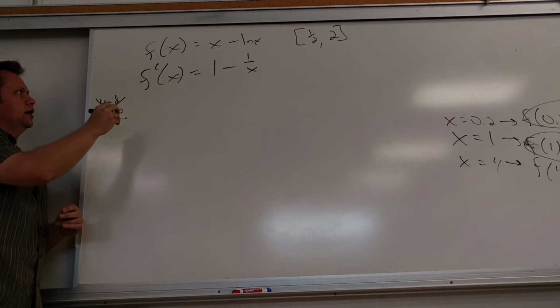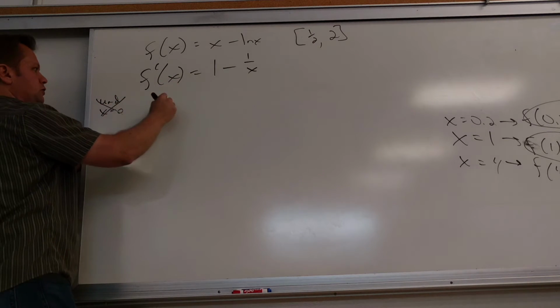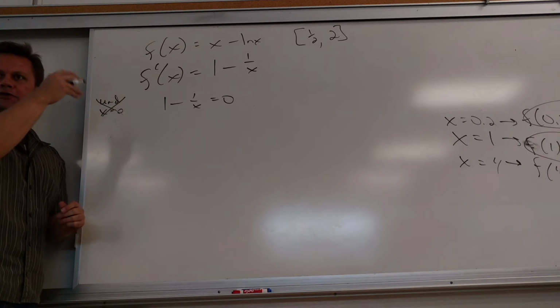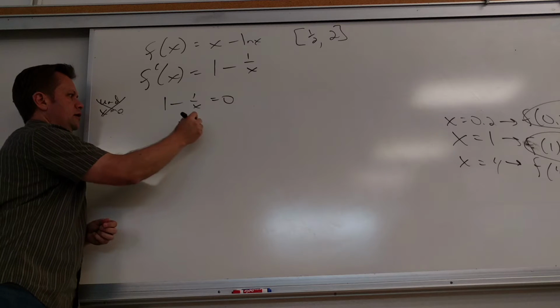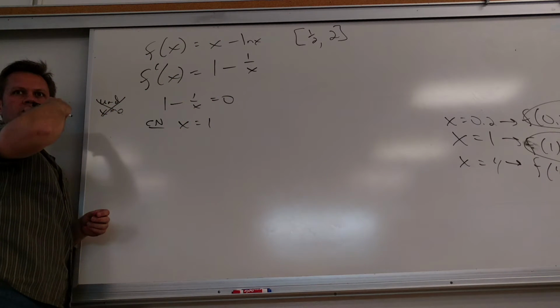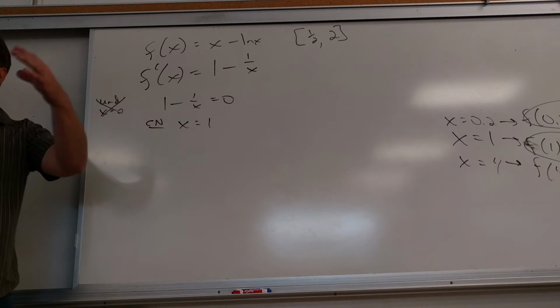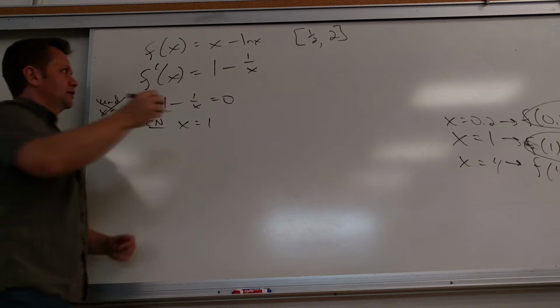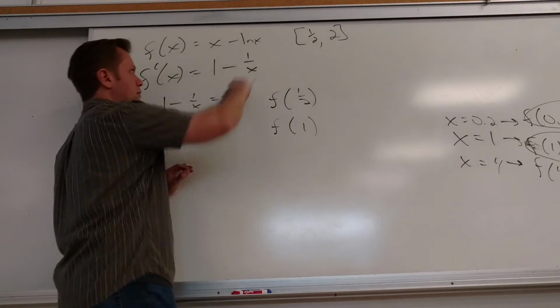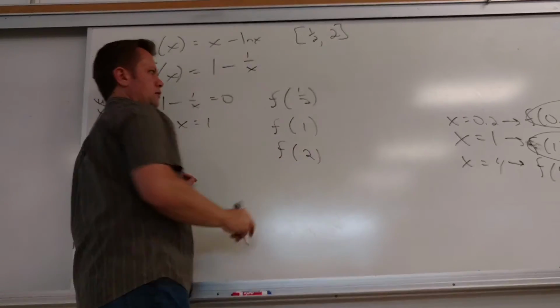All right. And where's the derivative equal to 0? At 1, I like it. So it's almost like that last one, except it's not squared. So we just get x equal to 1. That's my critical number, and that is in the interval. So then what are my contestants? I have to look at f of 1/2, f of 1 in the middle, and f of 2.